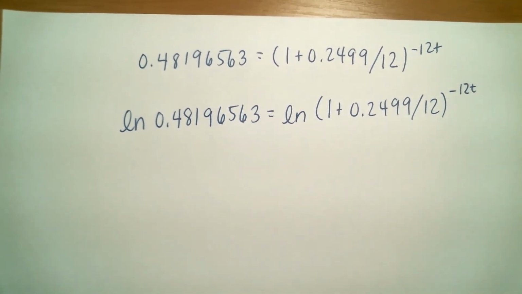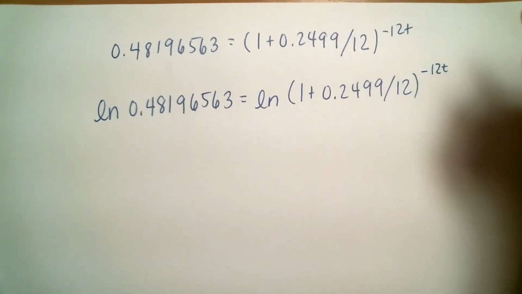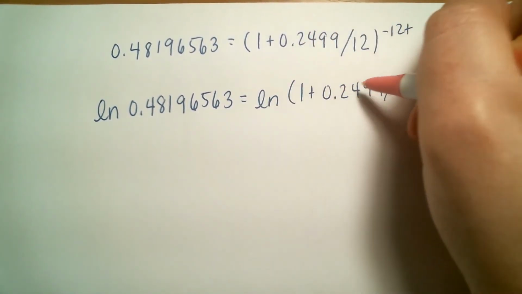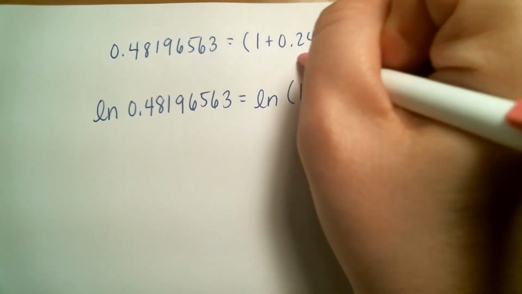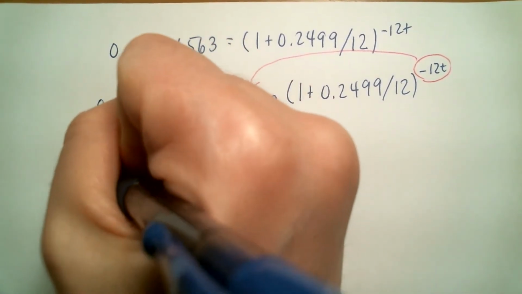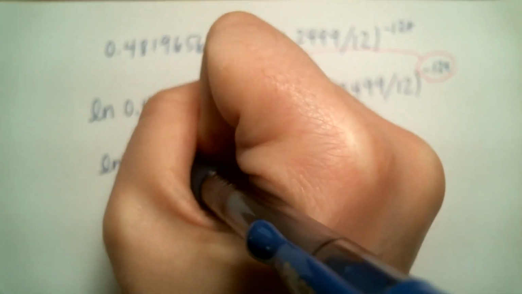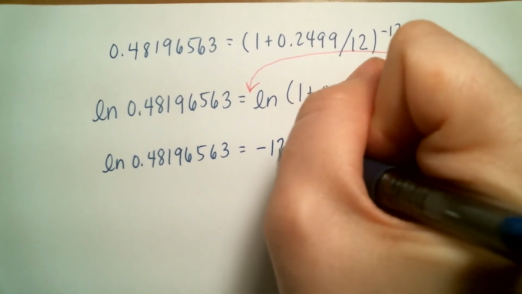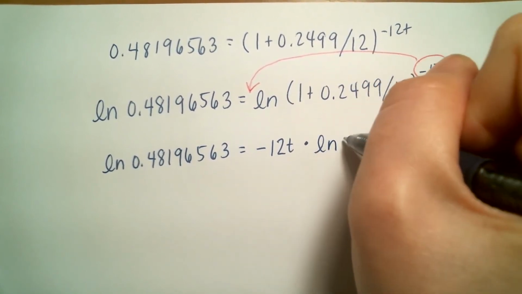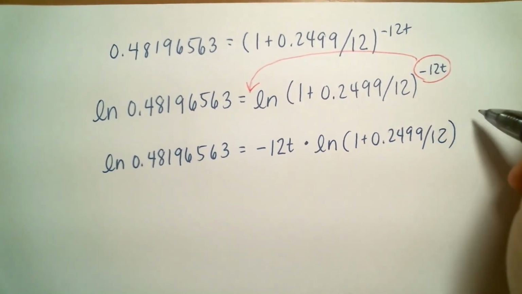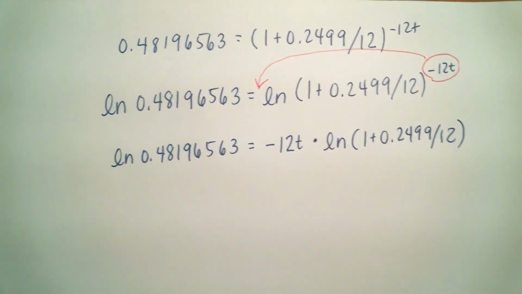All right, and now, like I've told you on other occasions when we've solved these things for time, if you have the logarithm of something to a power, you are allowed to bring that power down in front. You can only bring that power down after you've taken the logarithm. So the left side will not change. We're going to bring down the power, so it's going to be negative 12t times this other logarithm. There's no more power up here because you brought it down.